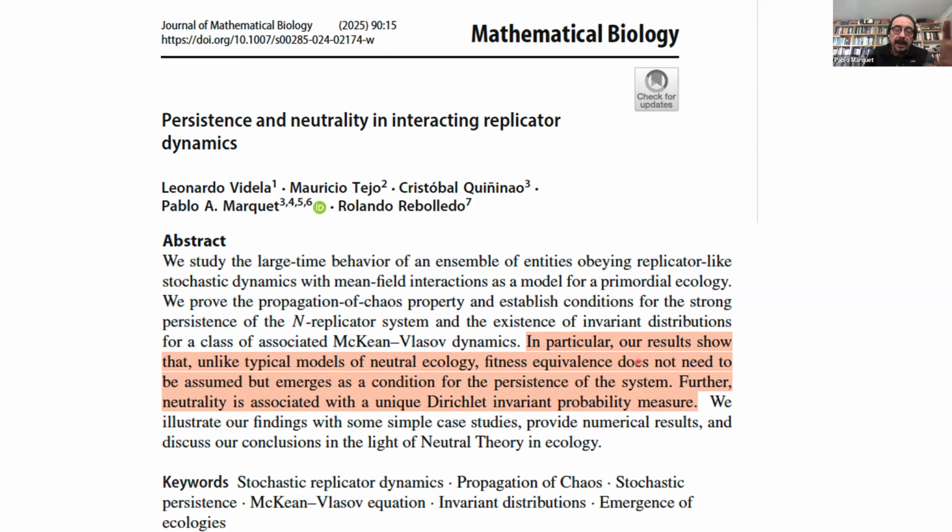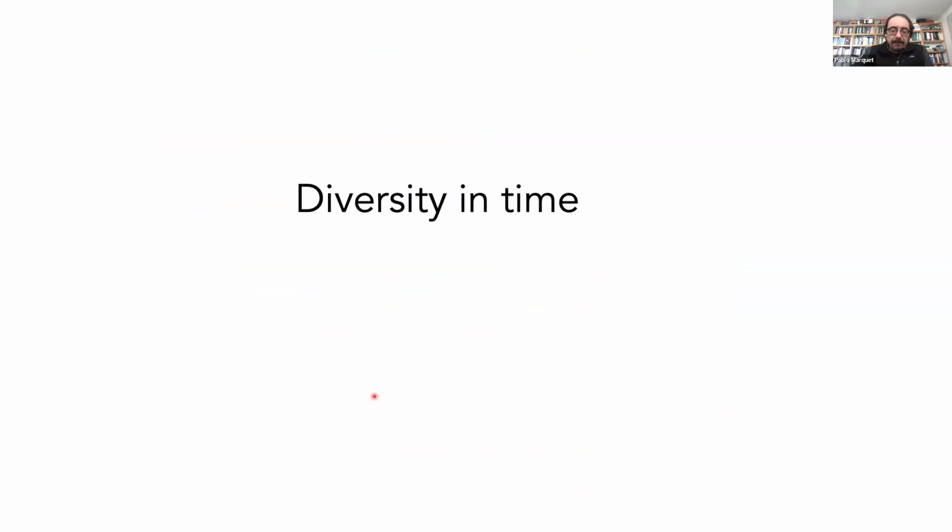What we have at the end is that the system goes to an invariant distribution, which is the Dirichlet distribution, the multidimensional beta distribution. So what we show in this paper is that neutrality naturally emerges as a condition for persistence, and that condition for persistence is also reflected in a particular invariant abundance distribution, which is a beta distribution.